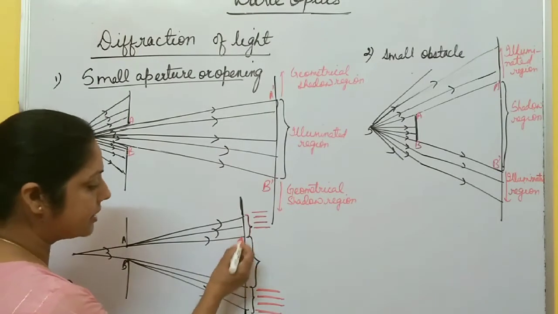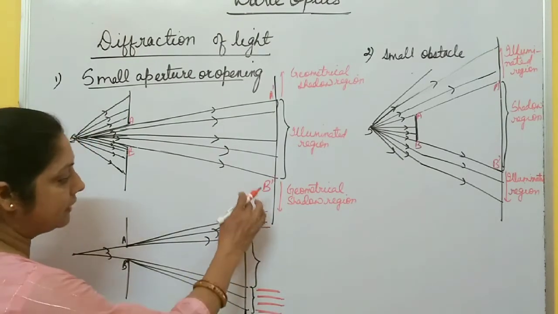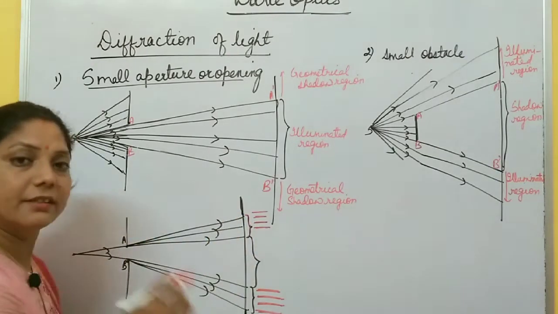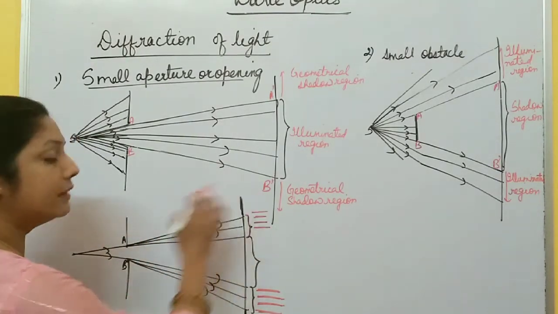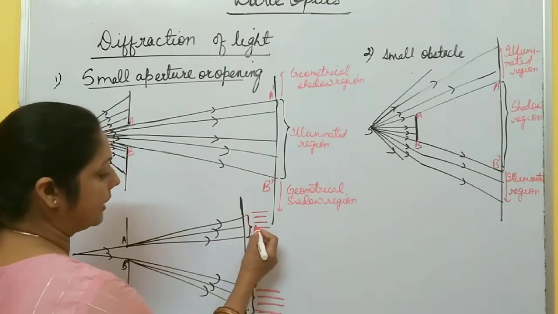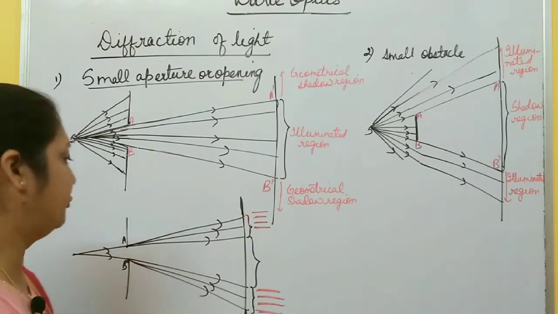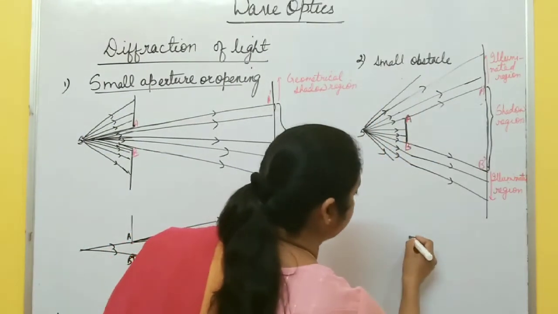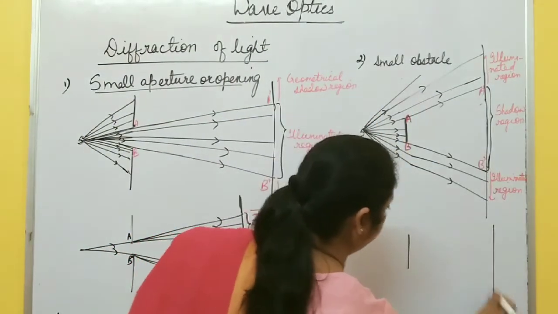This central region is completely bright, but in the geometrical shadow region some amount of light reaches as well. Light spreads into this geometrical shadow region and a diffraction pattern is observed. Alternate bright and dark rings are formed. Right? Again, in the case of a small obstacle also, suppose this is a screen.